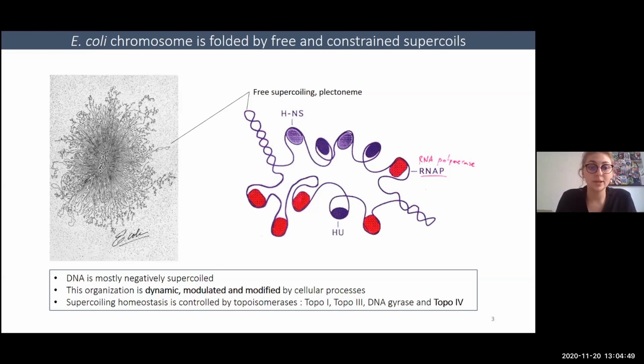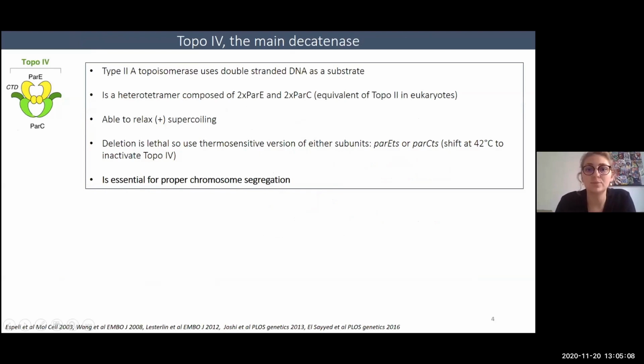So the maintenance of this supercoiling is done by a family of proteins called topoisomerases. E. coli possesses 4 topoisomerases: Topo I and DNA gyrase, which Raphael talked about yesterday, and Topo III and Topoisomerase IV. In this talk, I will mostly talk about Topoisomerase IV, which is the main E. coli decatenase. It's a type 2A topoisomerase, which means it uses double-stranded DNA as a substrate. It's a heterotetramer composed of 2 subunits, ParE and ParC, and it's the equivalent of Topo II in eukaryotes.